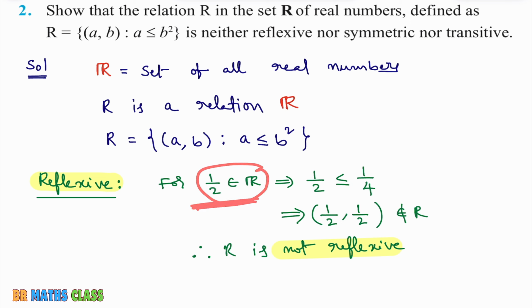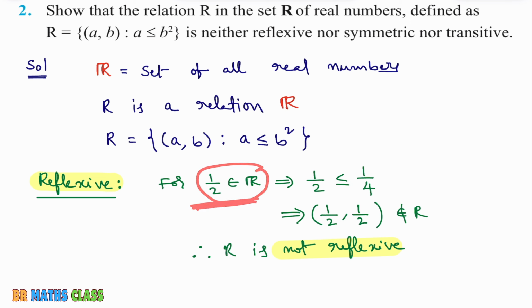Now I'll check whether this relation is symmetric or not. In this question, we need to show that this relation is not symmetric, right? For that, I'll take one element x comma y in the relation and I'll try to prove that y comma x does not belong to the relation.